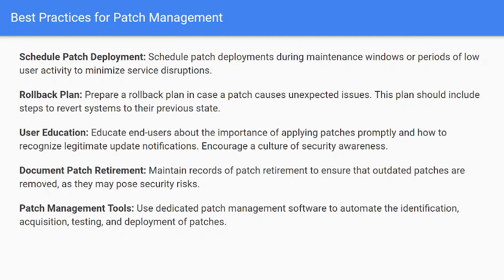Number four, we have document patch retirement. Maintain a record of patch retirement to ensure that outdated patches are removed, as they may pose security risks. As new patches come up, some patches are getting outdated, so you need to know when to remove them. And then patch management tool. Use dedicated patch management software to automate the identification, acquisition, testing and deployment of patches. Say it again, you can use a patch management tool to make your work easier and faster.